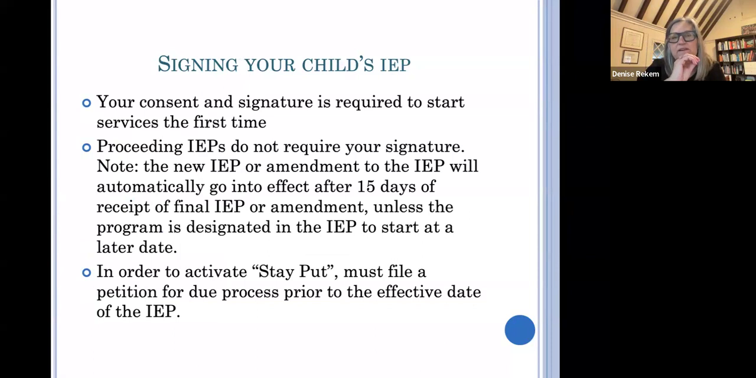So signing the child's IEP, this is important because it's confusing to parents. You must sign the first IEP your child ever has. Okay, so it's the initial IEP where they've classified the child and they're offering services. If you don't sign that IEP, they can't provide the services. However, after that first IEP, you don't have to sign all the rest of them. They just automatically go into effect at a certain time frame, right?